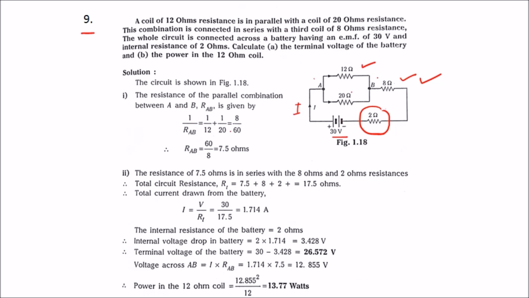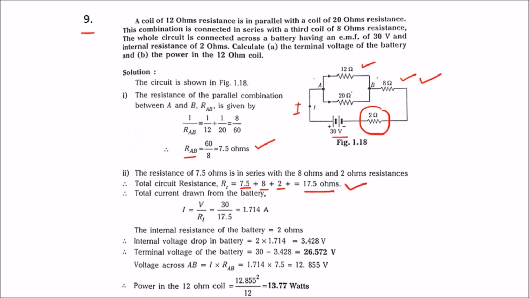So we know the formula. 1 by RAB is equal to 1 by 12, that is the resistance value of the first resistor, plus 1 by 20, the resistance value of the second resistor, which is equal to 8 by 60. Therefore the resistance RAB is 7.5 ohms. Then all the remaining resistors are in series, so we can add 8 and 2 with 7.5. By adding 7.5, 8 and 2, we get the equivalent resistance, that is 17.5 ohms.